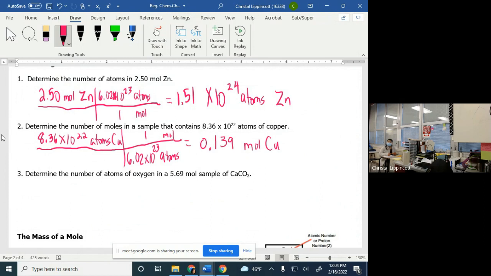Get it, Pepper? Get this? Yep. Top times this divided by this. Okay. But it's times 1, so you don't need to.